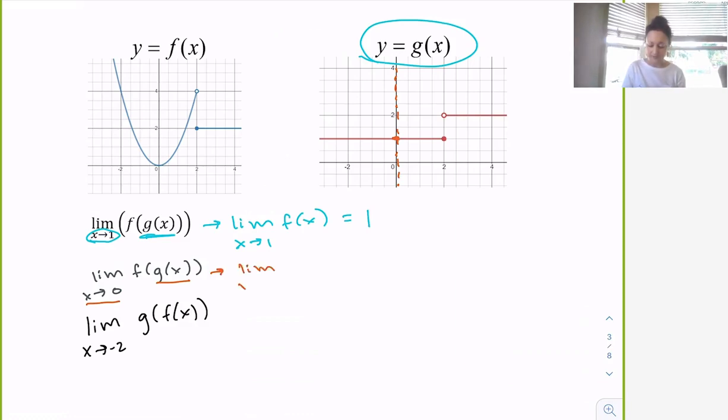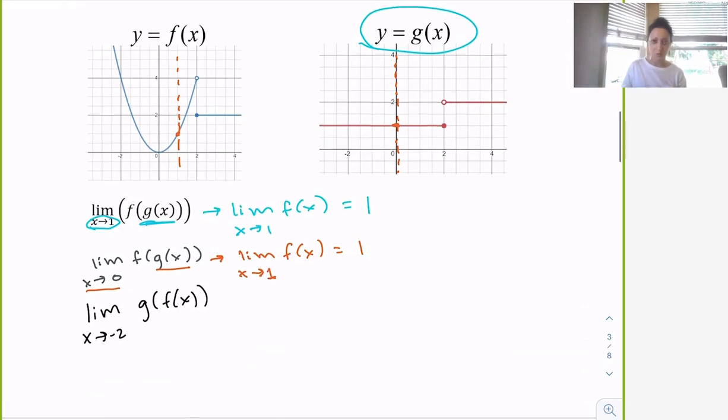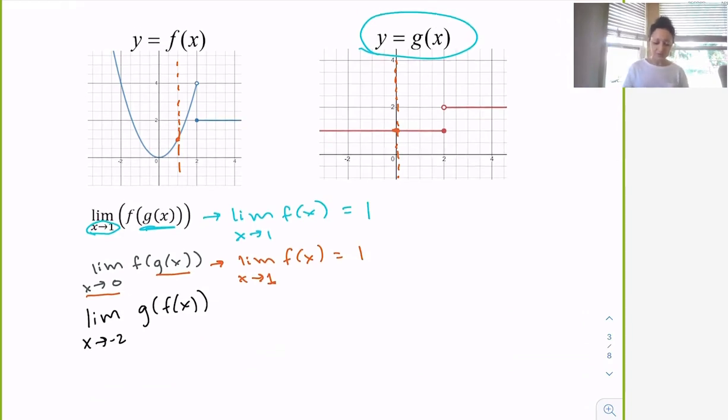So now I take the limit as x approaches what? 1. So remember, what was your output now becomes your input with compositions. So of just f of x. Now if I find the limit as x approaches 1, we found that earlier, right? Of f of x, that is equal to 1. Okay. All right, let's try that last one on this page.